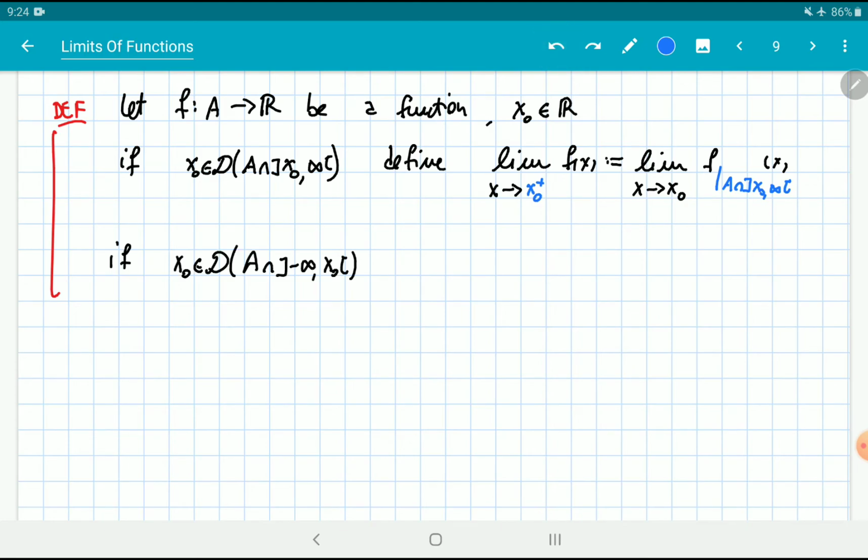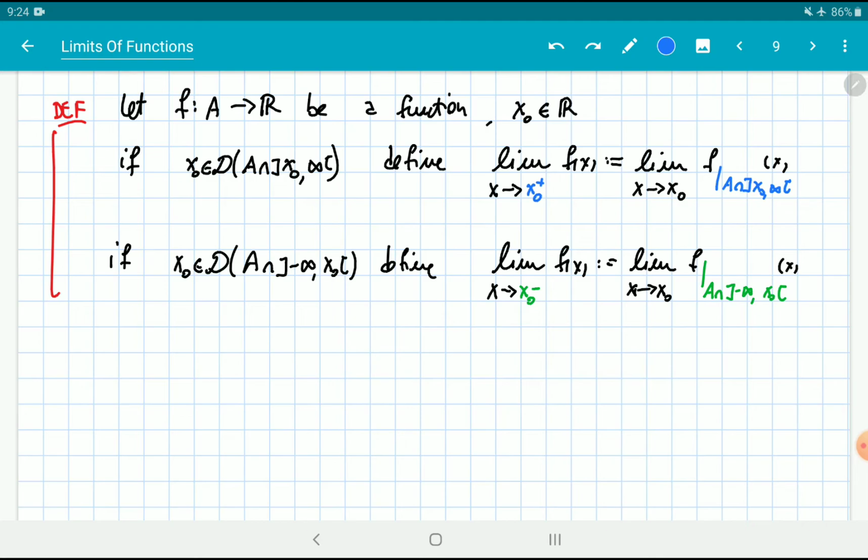Similarly, if x naught is an accumulation point of the set given by the intersection between A and negative infinity x naught, then I will define the limit as x approaches x0 minus, or x approaches x0 from the left, to be the limit as x approaches x naught of the restriction of f, this time to the set A intersection negative infinity x naught. Again, this means you're just looking at values of x that are smaller than x naught. And that's the definition.